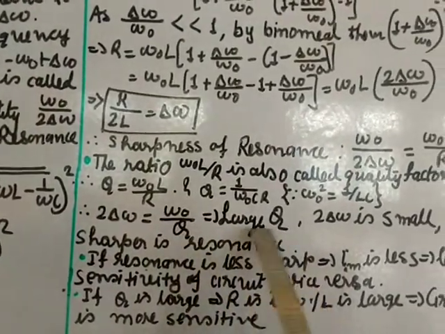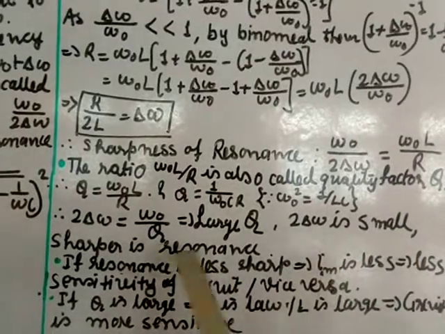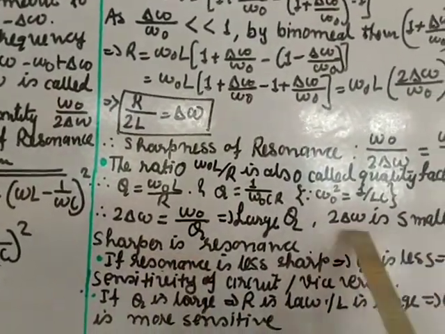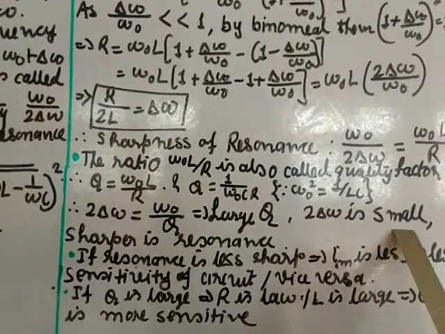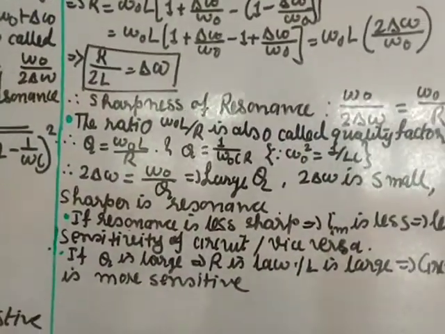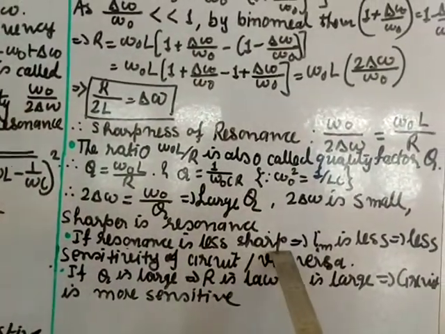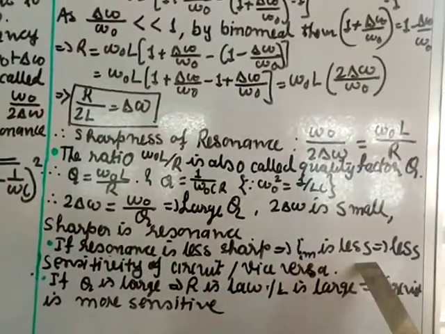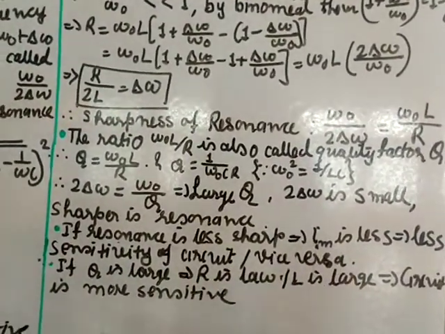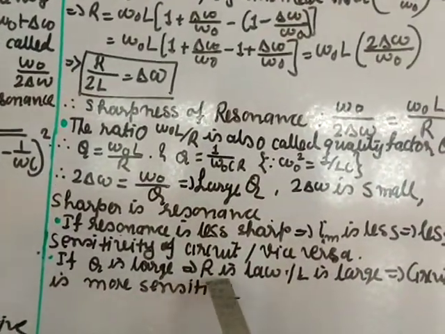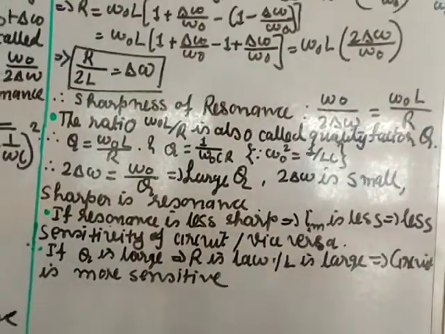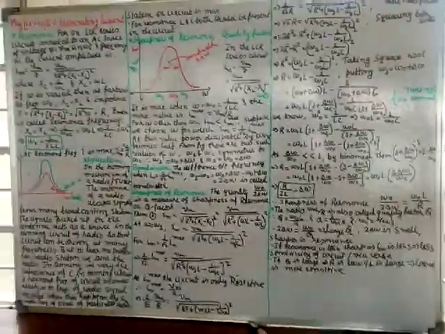As Q is large, 2 delta omega is smaller. If Q is greater, this will become smaller, and if 2 delta omega is smaller, the resonance is sharper. If resonance is less sharp, this implies current is less, and this implies less sensitivity of the circuit, or vice versa. If Q is large, this implies R is low or L is large. This implies the circuit is more sensitive. Okay, so we'll keep this much. Thank you very much.